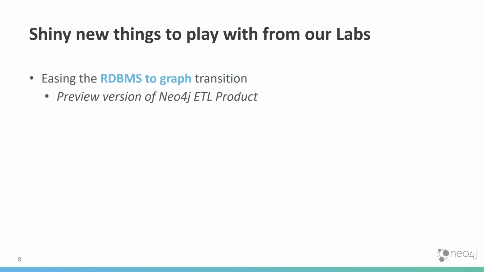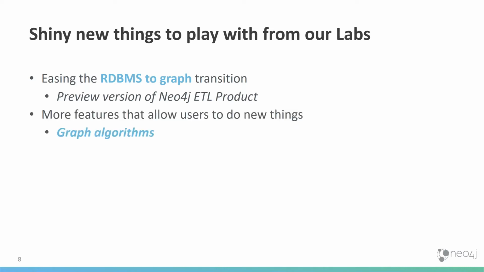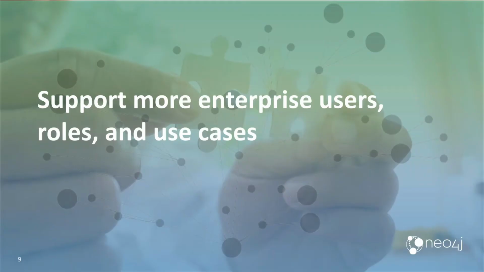We're characterizing this as the shiny new things to play with from our Neo4j labs. That includes making the exercise of getting relational data into a graph significantly easier, making graph algorithms available in the product and the packaging, and extending ourselves into corporate infrastructures and corporate ecosystems by introducing new support for Hadoop environments and in particular in-memory Spark processing of graphs.